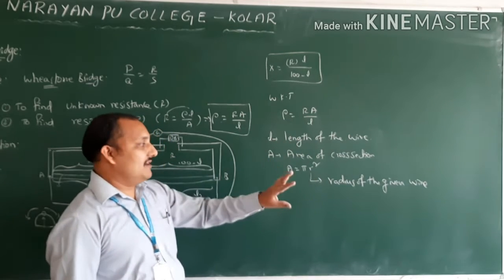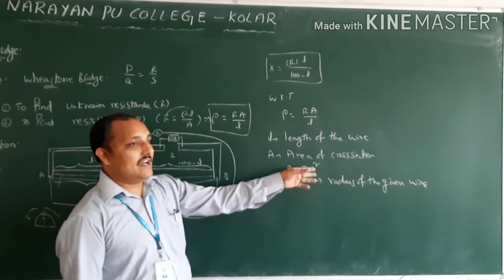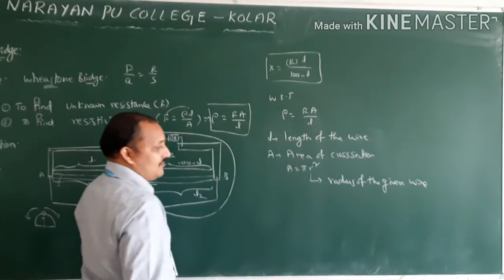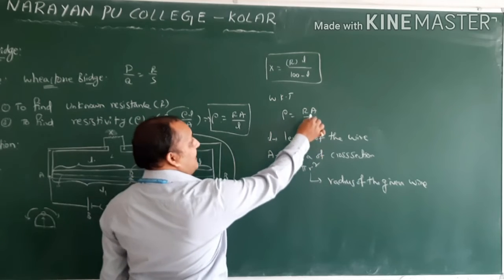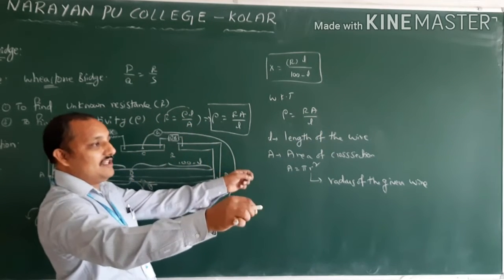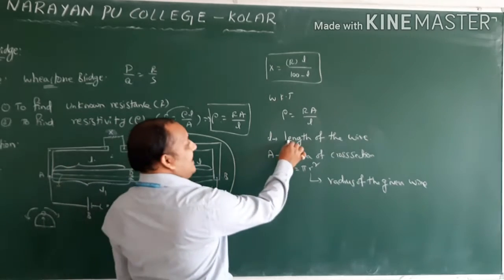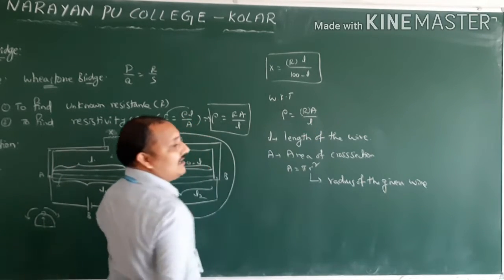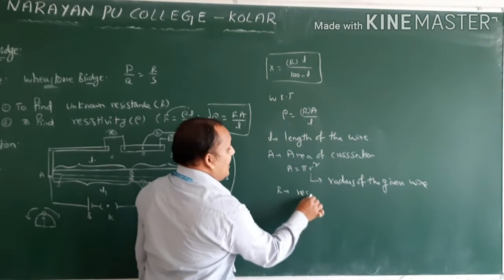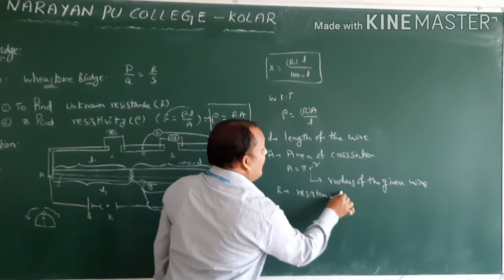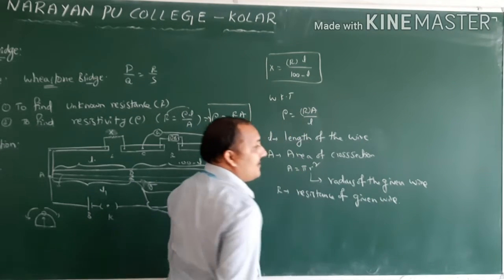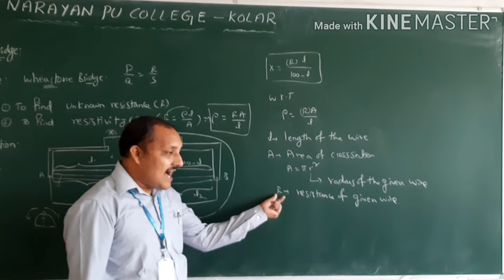In your lab exam, if you get this one, this radius value the external examiner will give. You have to simply substitute that. So A is nothing but pi r square. L is nothing but the length of the given wire. How to find the length: you have to place the wire on the meter bridge, it will give the length. Next, what is this R? R is the very important one. R is the resistance of the given wire. What we found by using the meter bridge, this R only we found.